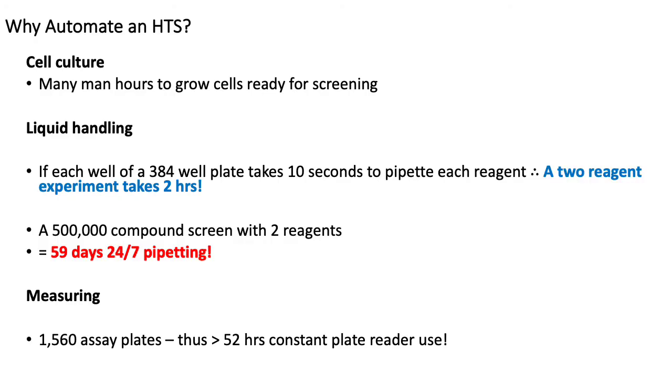So why automate high throughput screening? If we consider cell culture, it takes many man hours to grow cells ready for screening. And by using liquid handling, if each well of a 384 well plate takes 10 seconds to pipette each reagent, a 2-reagent experiment would take 2 hours.